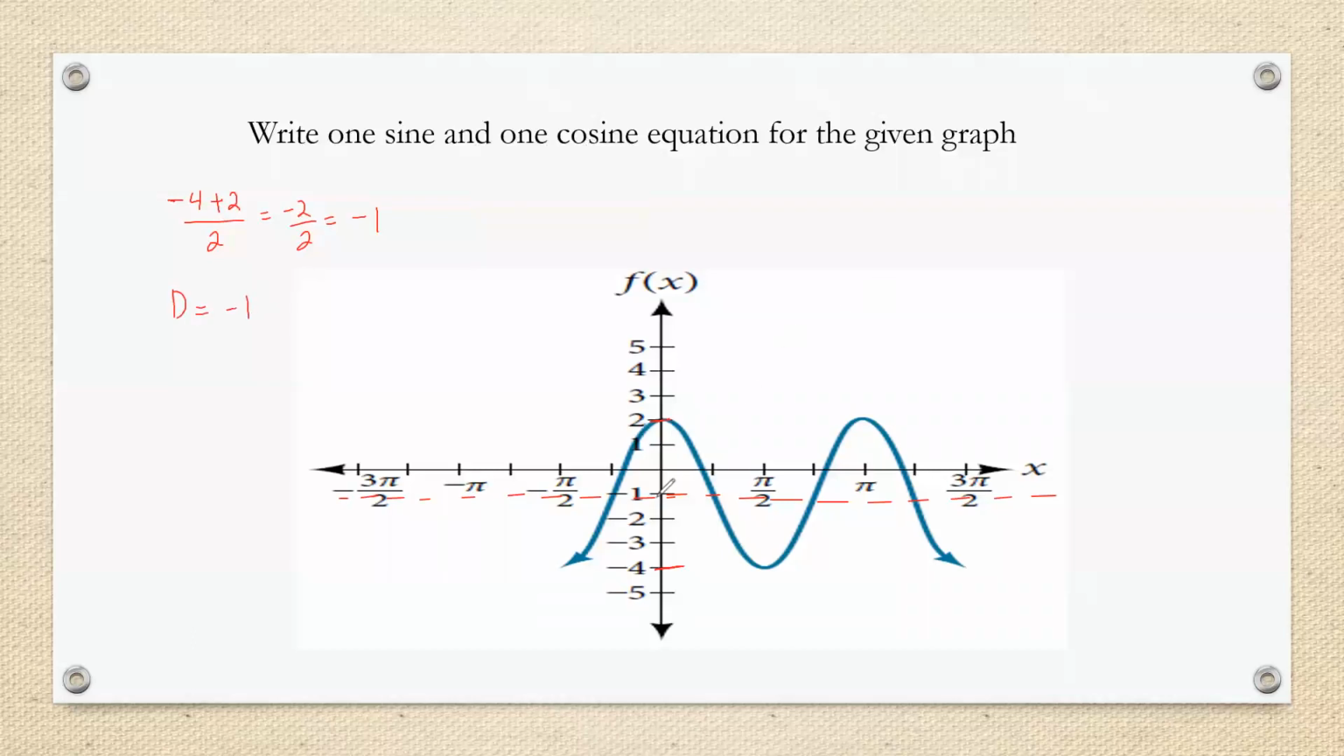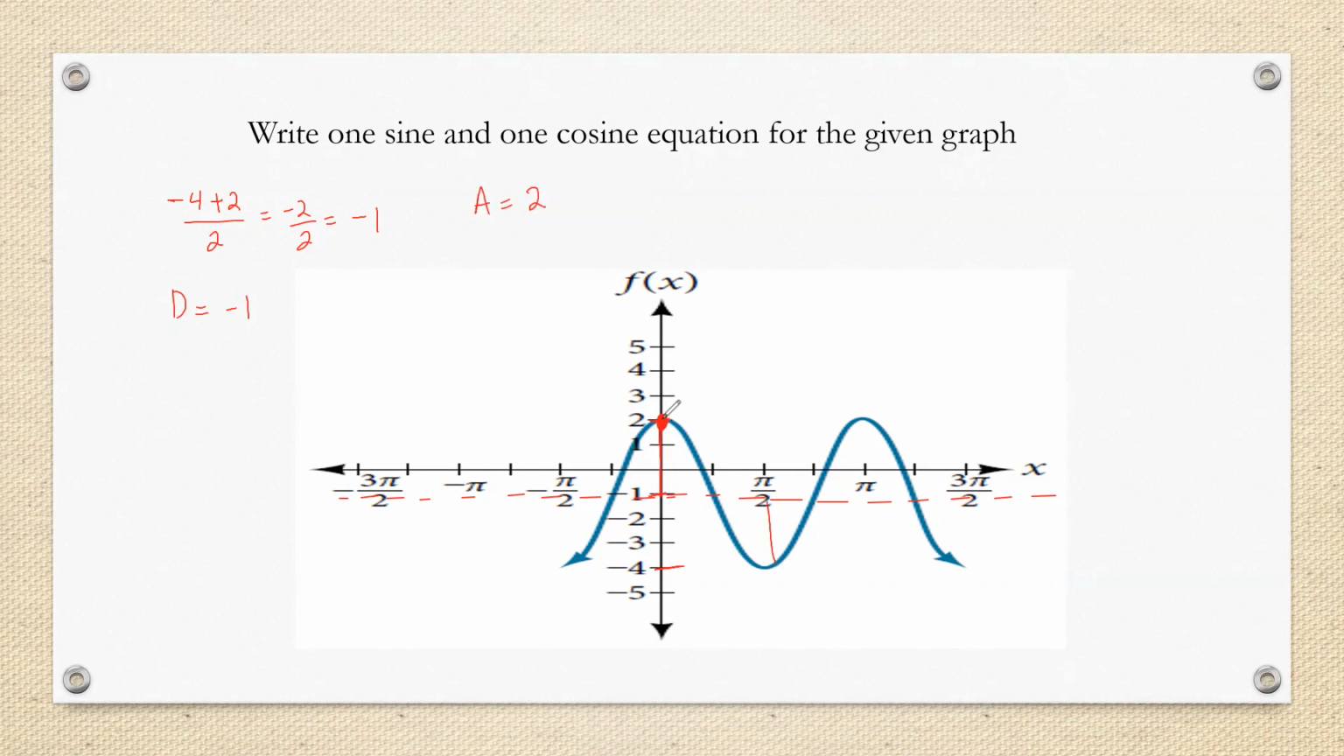Then I will use this midline and take the maximum point. I could also do the minimum, but I'm taking the maximum and get the value of A. So A in this case is 2. Now, since I want to write the sine and cosine equation, it doesn't really matter which one you write first. I think it will be easier to write a cosine equation first because the graph is at the maximum point at 0. So you will not have to use any phase shift.